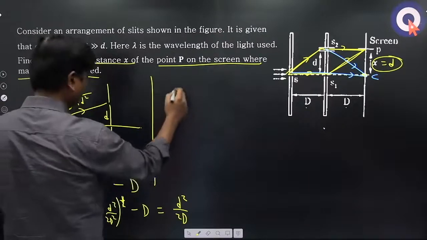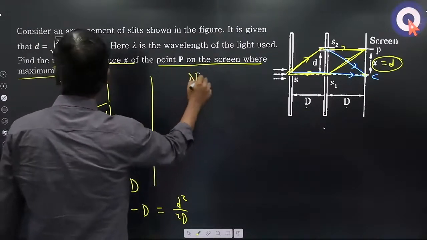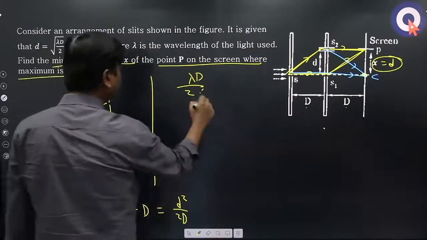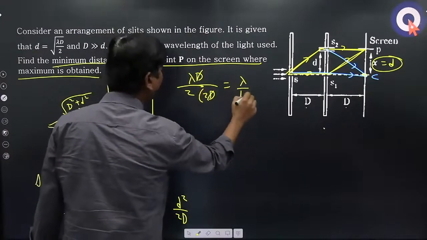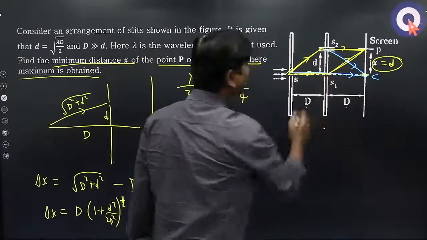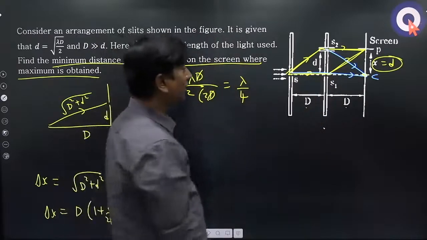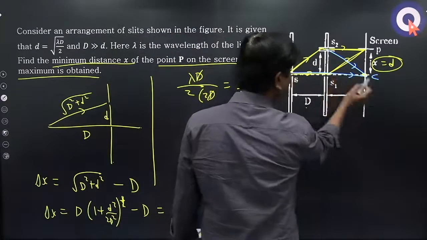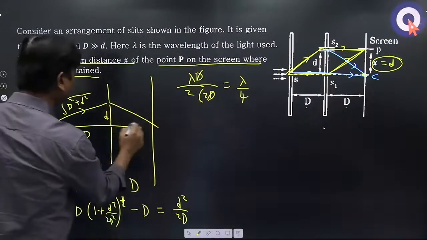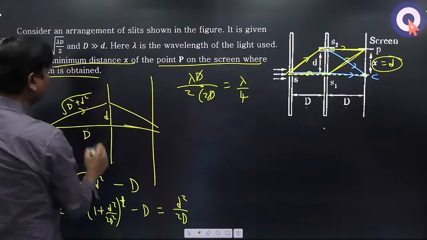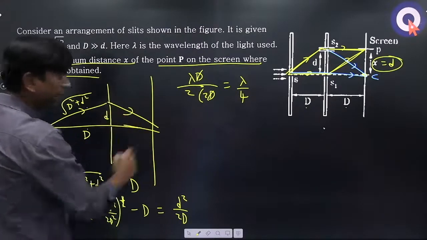So substitute that. So d value is lambda capital D by 2, divided by 2 capital D. So that means you will be getting lambda by 4. That means this one and this one, the path difference is actually lambda by 4. Now same thing will apply here also. The same situation, symmetric, correct or not? Here also you will get the same. So this is already longer than this by lambda by 4. Here also it will be longer than this by lambda by 4.